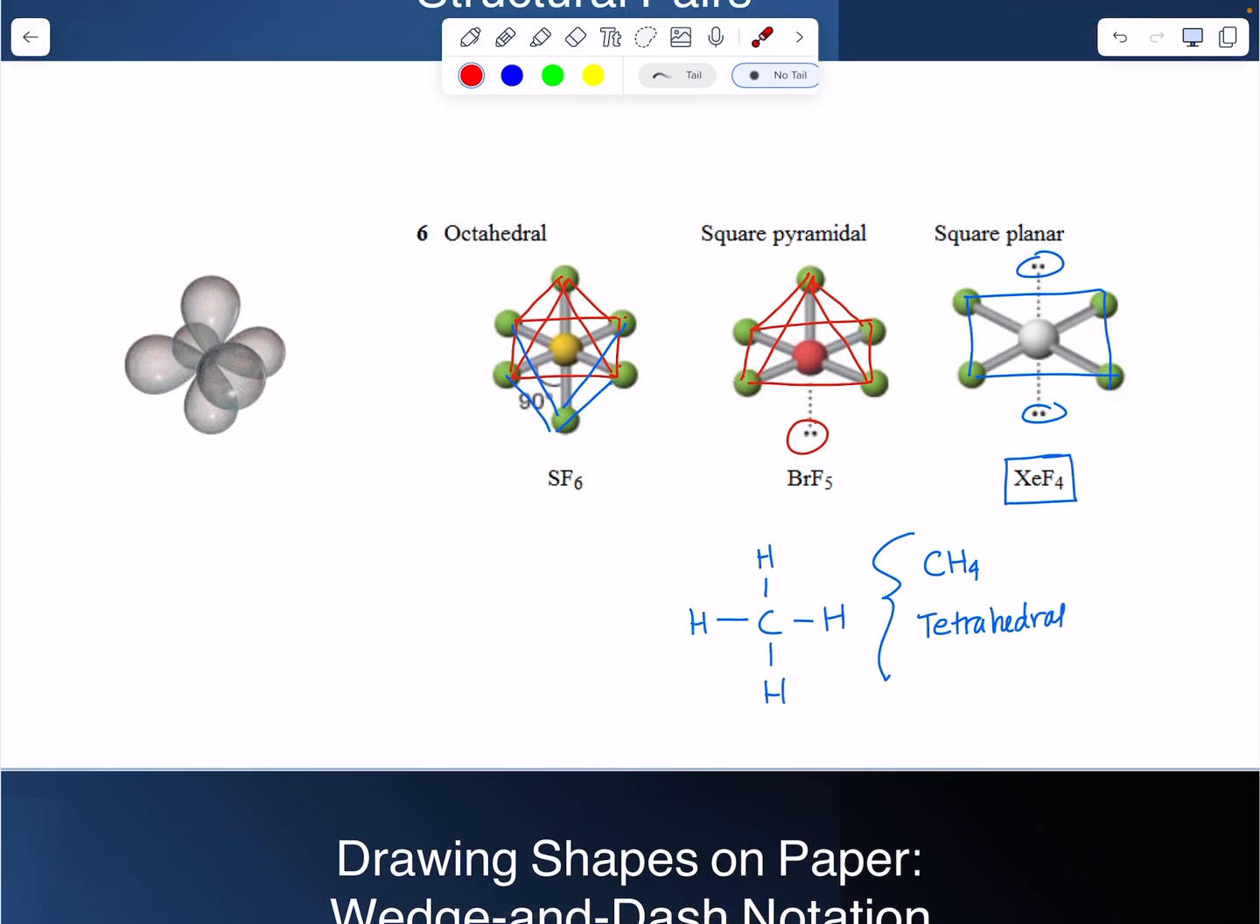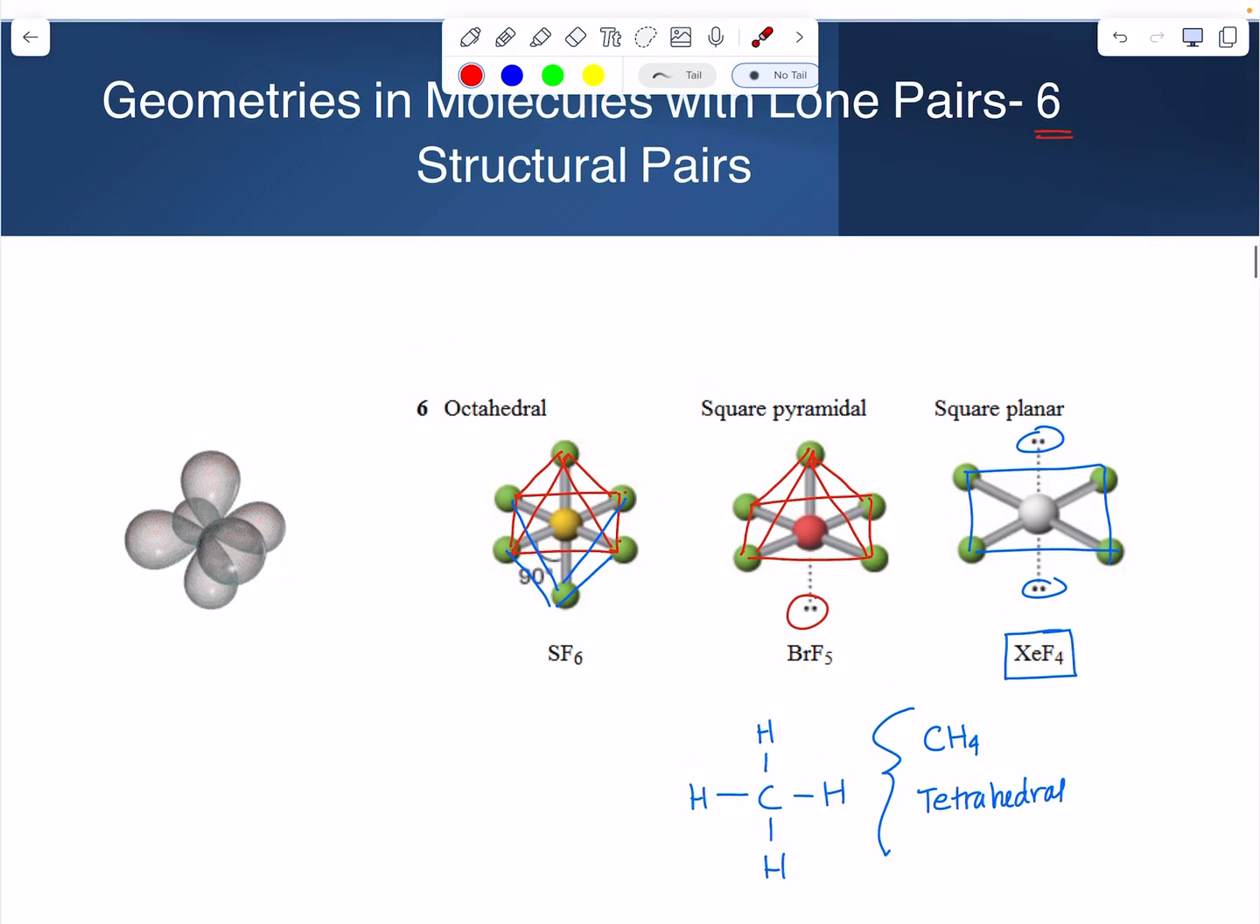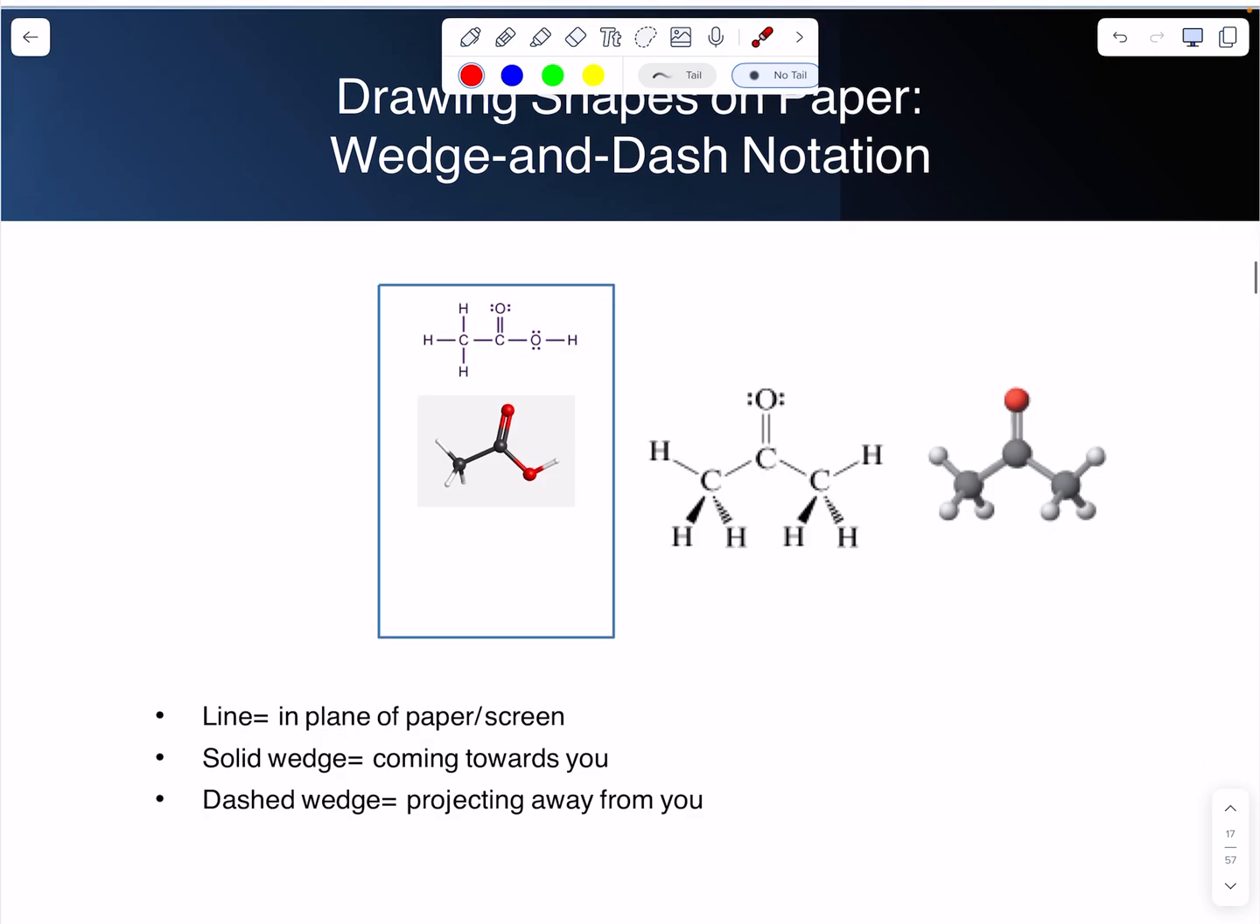All right, so that's kind of the tour of our possible geometries. And we've talked about this before, how when we're drawing things on paper in 2 dimensions, we would like to be able to relay some 3-dimensional information. And so we use what's called wedge and dash notation.